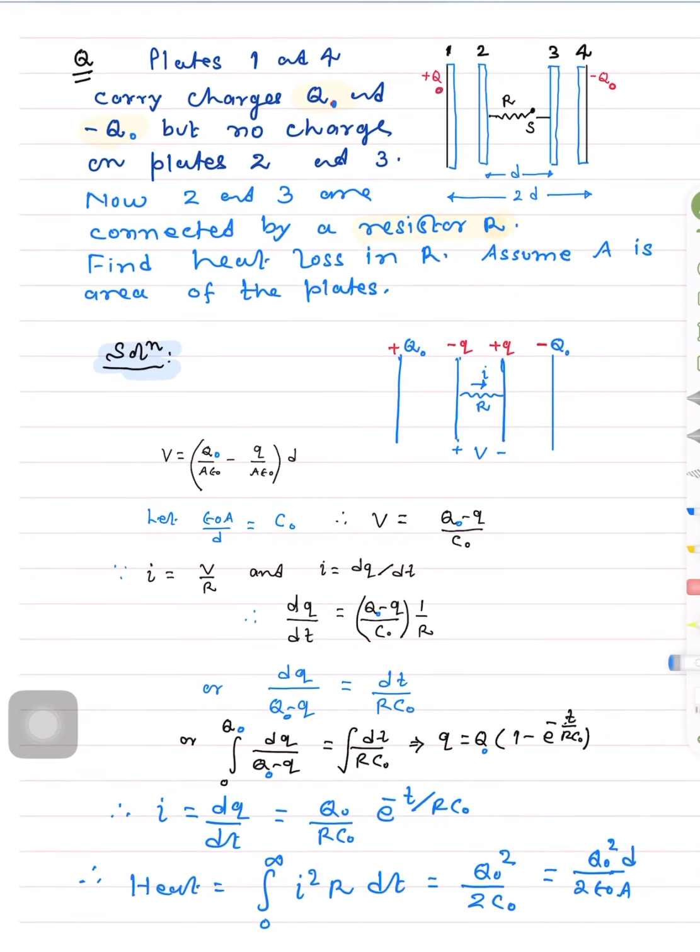Let us discuss this problem of electrostatics as well as electricity and current. It is useful for JEE Advanced.